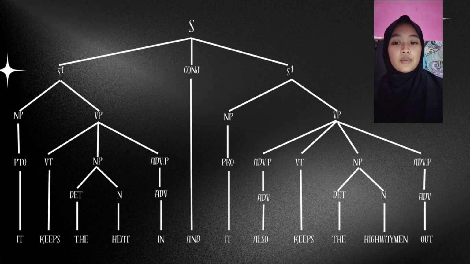And from this tree diagram we can see that both clauses have a similar structure. Each clause contains a noun phrase or NP as the subject and verb phrase or VP as the predicate. The two clauses are connected by the conjunction and, which makes this sentence a compound sentence. Therefore, the tree diagram clearly shows the grammatical structure and the relationship between all the elements in the sentence.